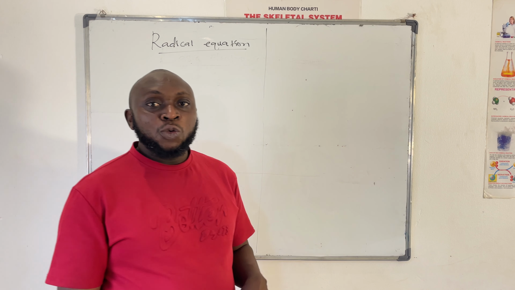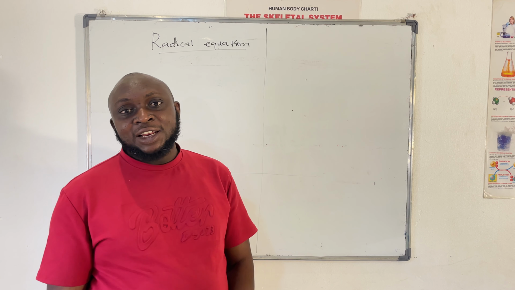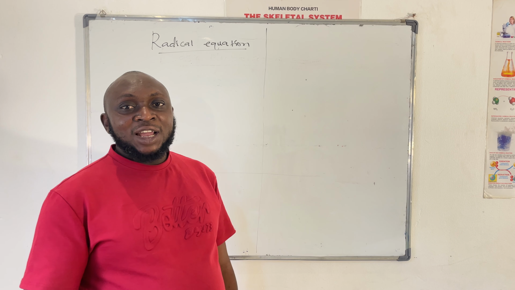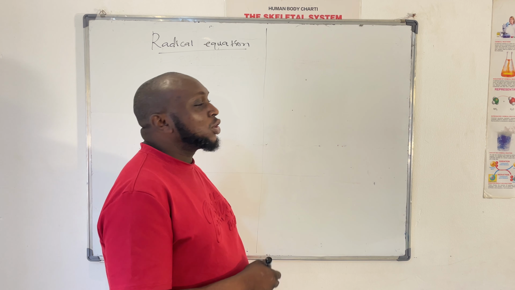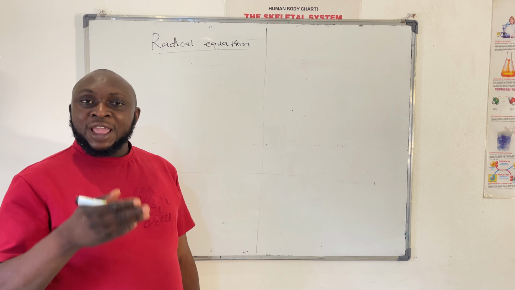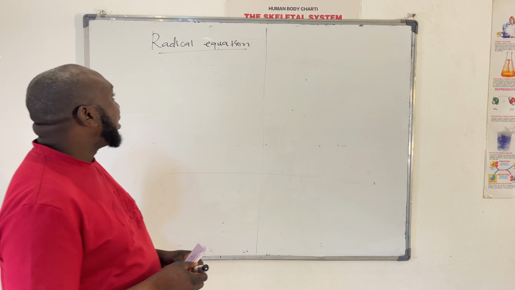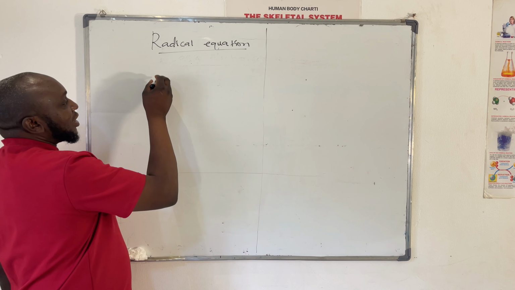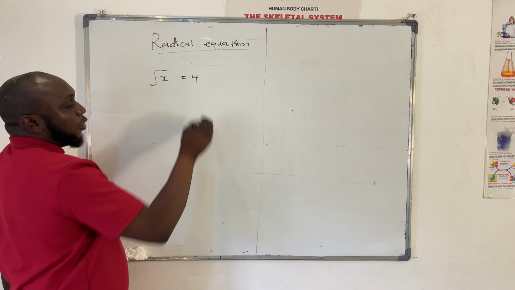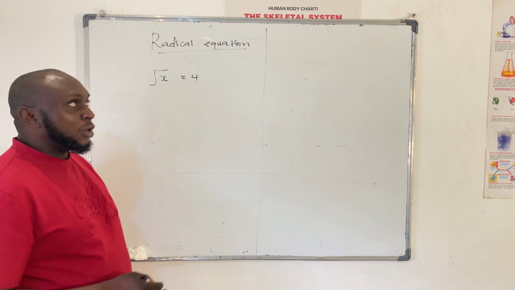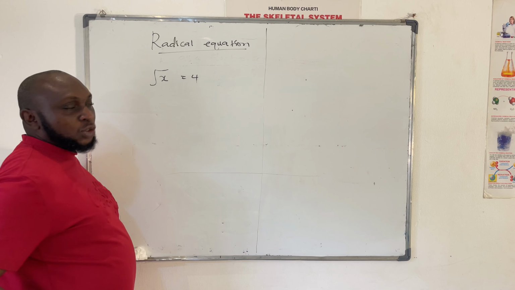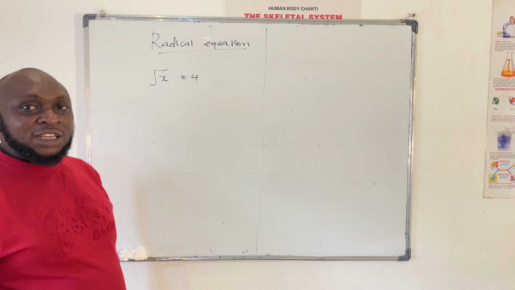In this video, we'll be learning how to solve radical equations. So before I start, what is a radical equation? A radical equation is any equation that has an unknown variable within the square root. For instance, we can have root s is equal to 4. It's a radical equation because the unknown variable we have there is s, and it's inside the square root. And how do we solve a radical equation?